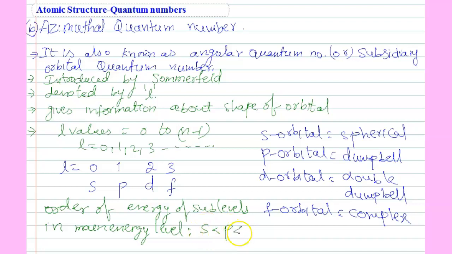S less than P less than D less than F. So the F orbital has higher energy, and the S orbital has lower energy. Also, based on this we can find out the orbital angular momentum of the electron.